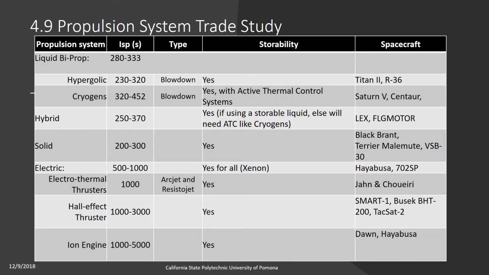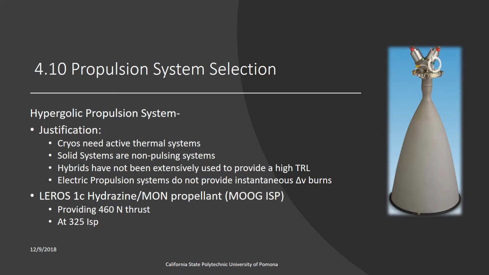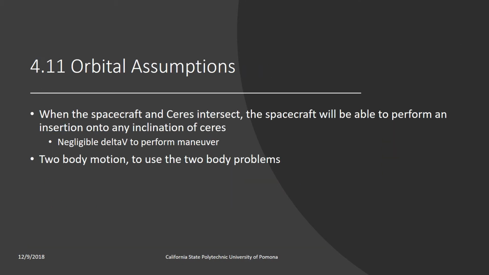From the propulsion trade study, we will determine the propellant that our spacecraft will use. Our requirements were that the spacecraft be able to make instantaneous velocity changes. Thus, we went with a hypergolic propulsion system. The Lyros 1C engine provided the highest specific impulse for our needs. For assumptions, we assume negligible delta V when the spacecraft enters Ceres so that we can enter at any inclination. Two-body motion was also assumed.